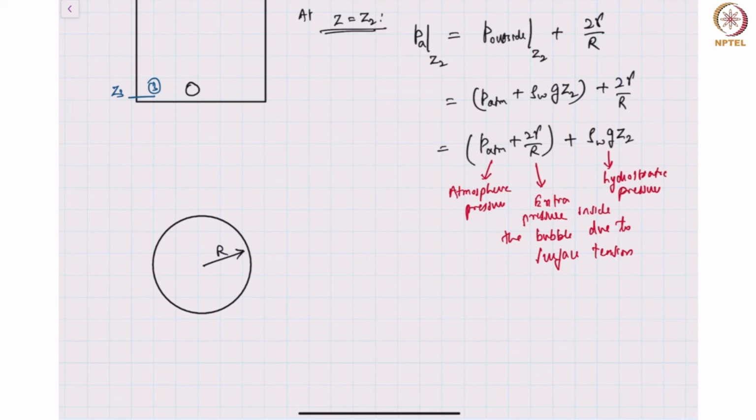If the radius of the circle is R, then I can say that the curvature of the circle tells you how rapidly the normal vector is turning as I go around the circle. In this case, the curvature is 1 by R. Now let's extend the same idea to a sphere.